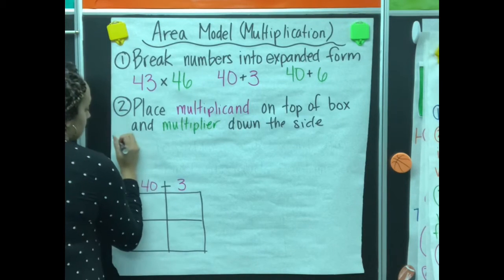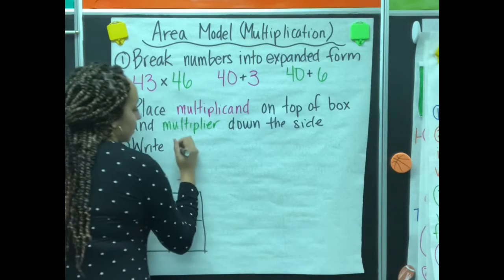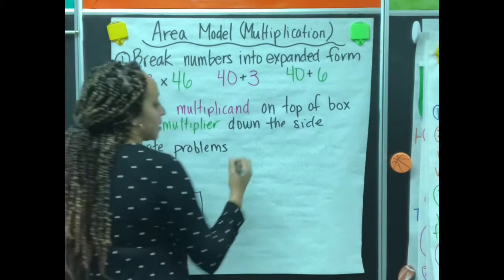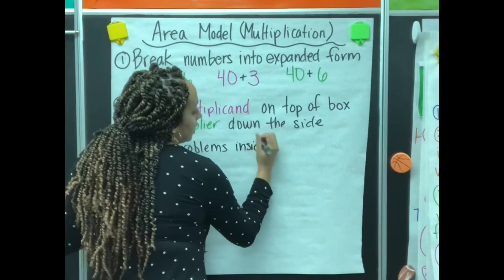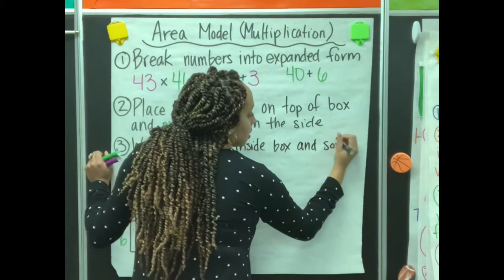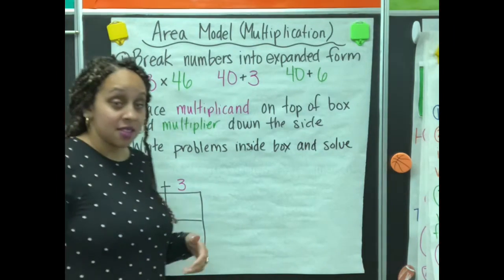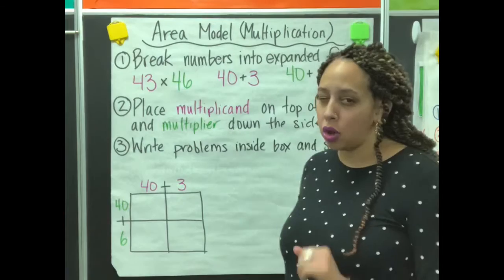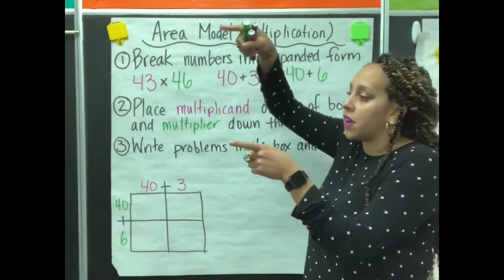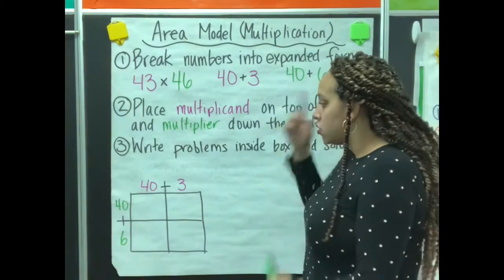Step 3 is we are going to write the problems inside the box and solve, okay? And what I mean by that is I reference this game a lot. It's called Battleship, where you find this F, 6, and you find F, and you find 6, and then wherever they meet, that's where you put the little pin thing. You do the same thing here.